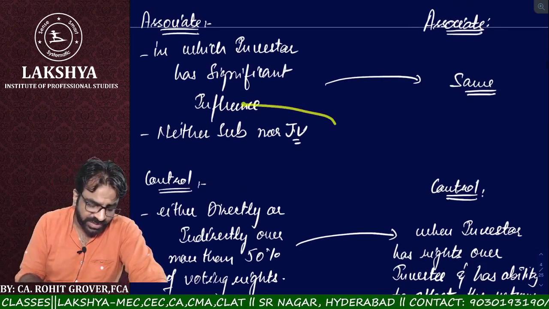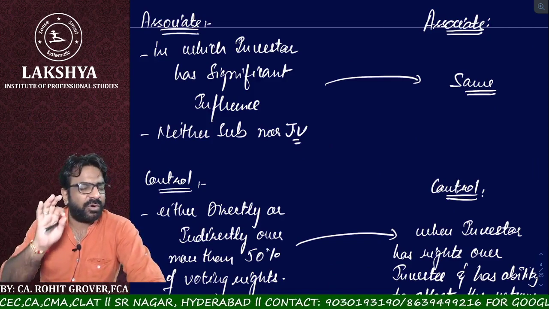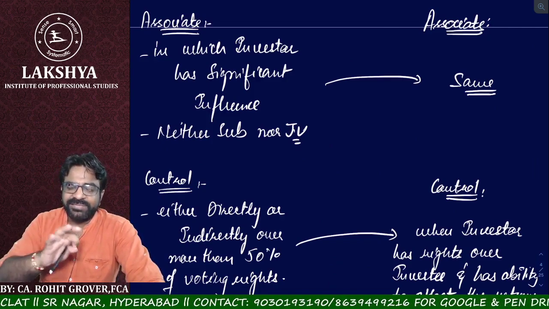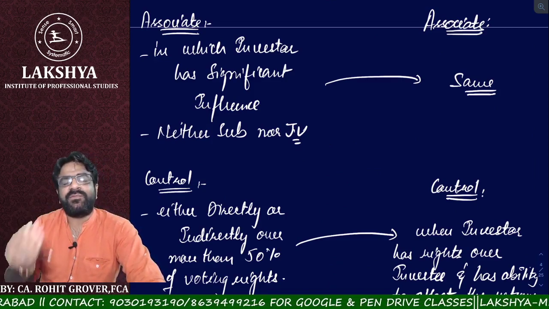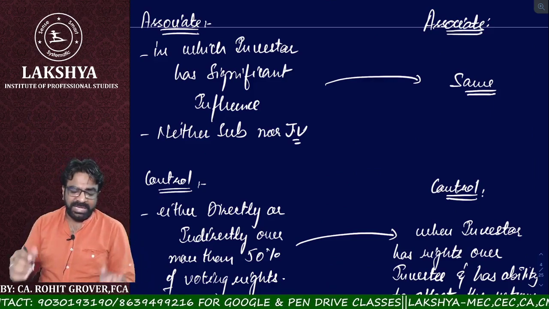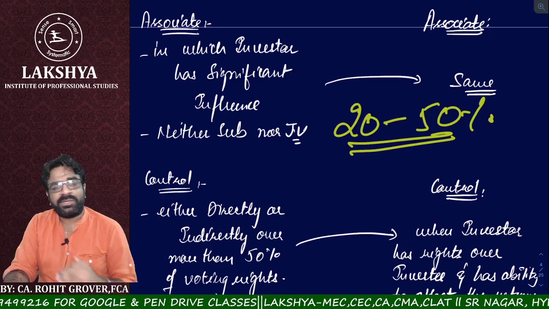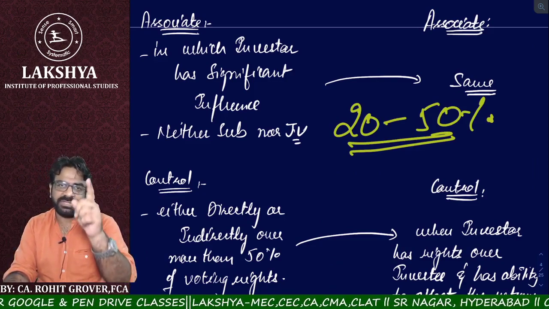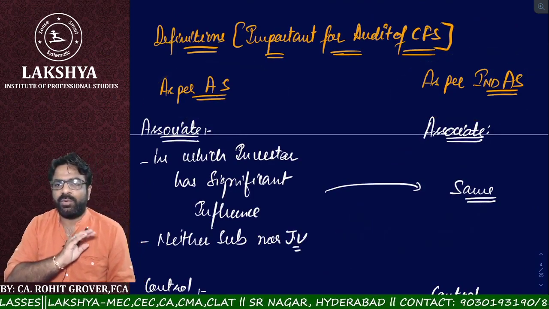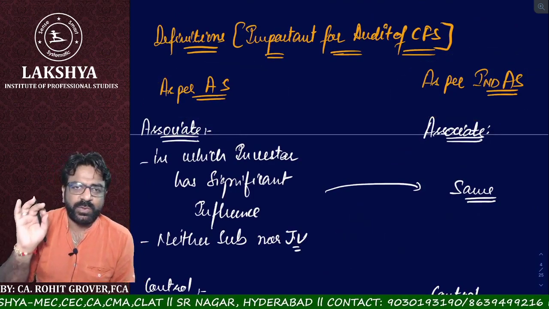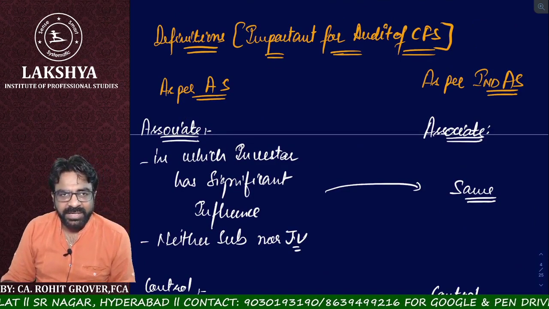And one more thing, associate is neither a subsidiary nor a joint venture. Joint venture means where two companies are having a joint contractual control as per their contractual agreement, right or not? And subsidiary is where more than 50% of the voting rights are there. So you can indirectly say that if you have 20% to 50% of the control over another company, that company is your associate, either under AS or under IND-AS. I hope I'm crystal clear to everyone. This is what you mean by associates. Clear everyone?